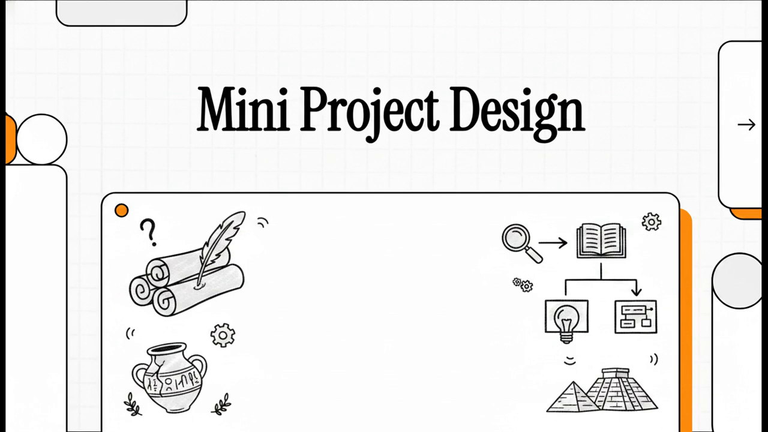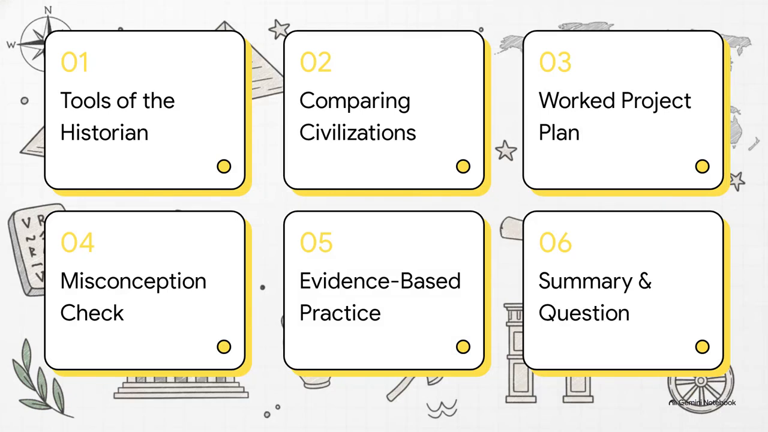In this explainer, we're going to break down your early civilizations project step by step, using the absolute best evidence from your curriculum. So get ready to design something incredible. Here's our roadmap for today. We'll kick things off with the tools of the historian, move on to comparing early civilizations, walk through a worked project plan, do a really quick misconception check, dive into some evidence-based practice, and then wrap it all up with a summary and a final question.